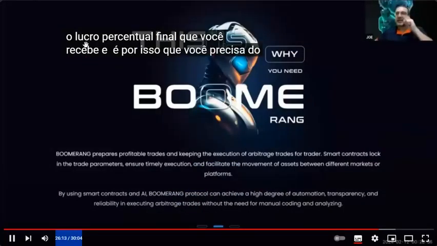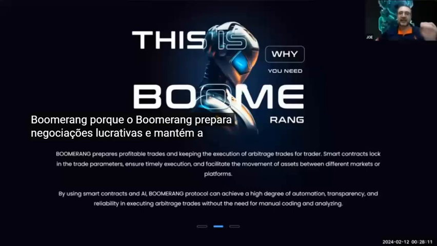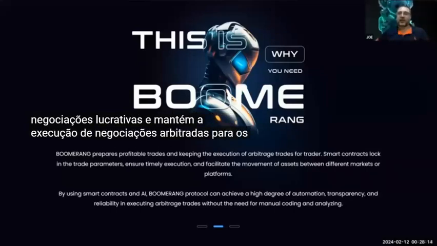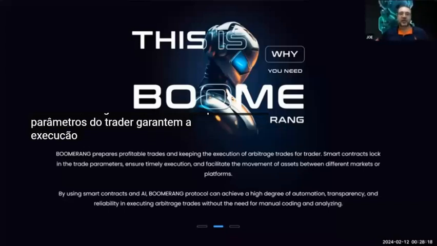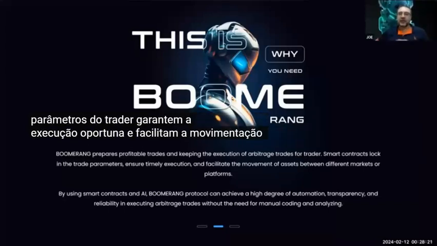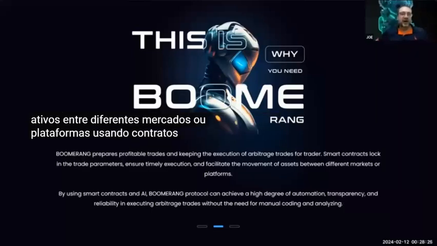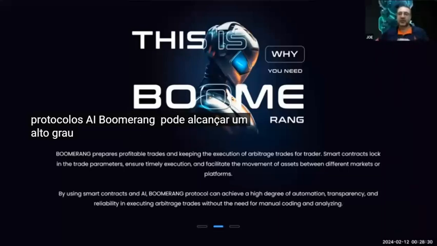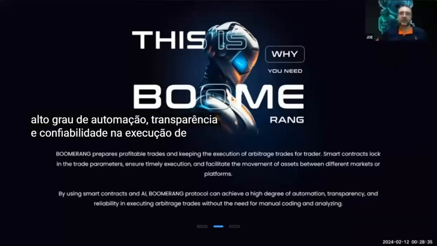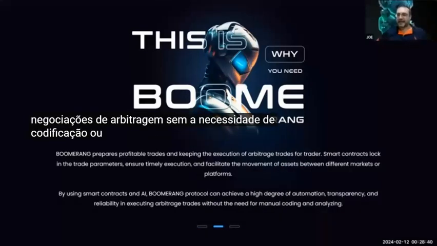And this is why you need Boomerang, because Boomerang prepares profitable trades and keeps the execution of arbitrage trades for the trader. Smart contracts lock in the trader parameters, ensure timely execution, and facilitate the movement of assets between different markets or platforms. By using smart contracts and AI, Boomerang protocols can achieve a high degree of automation, transparency, and reliability in executing arbitrage trades without the need for manual coding or analysis.